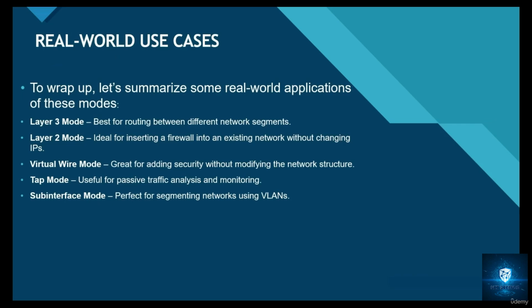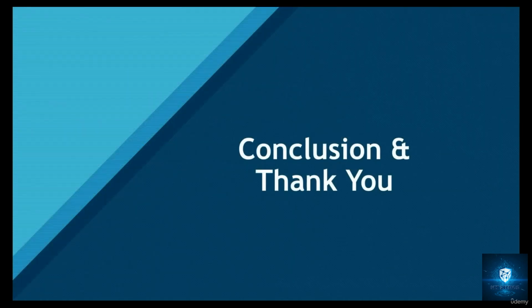Right, now to wrap up, let's summarize some real world applications of these modes. Layer 3 mode is best for routing between different network segments, as we saw. Layer 2 mode is ideal for inserting a firewall into an existing network without changing IP addresses. The vWire mode is great for adding security without modifying the network structure. The tap mode is useful for passive traffic analysis and monitoring. And last but not least, the sub interface mode is perfect for segmenting a network using VLANs. Now that would be all.